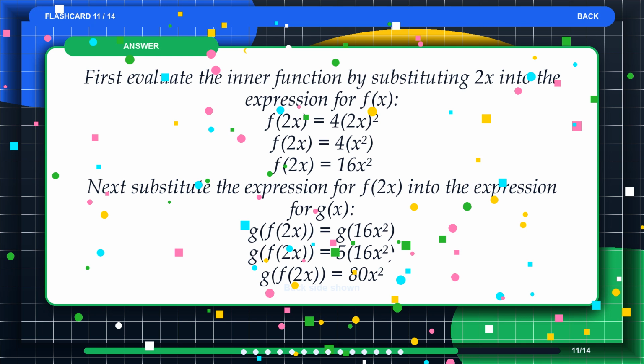The answer is: first, evaluate the inner function by substituting 2x into the expression for f(x). f(2x) equals 4(2x)², which equals 4 times 4x², which equals 16x². Next, substitute the expression for f(x) into the expression for d(x). g(f(x)) equals d(16x²), which equals 5(16x²), which equals 80x².